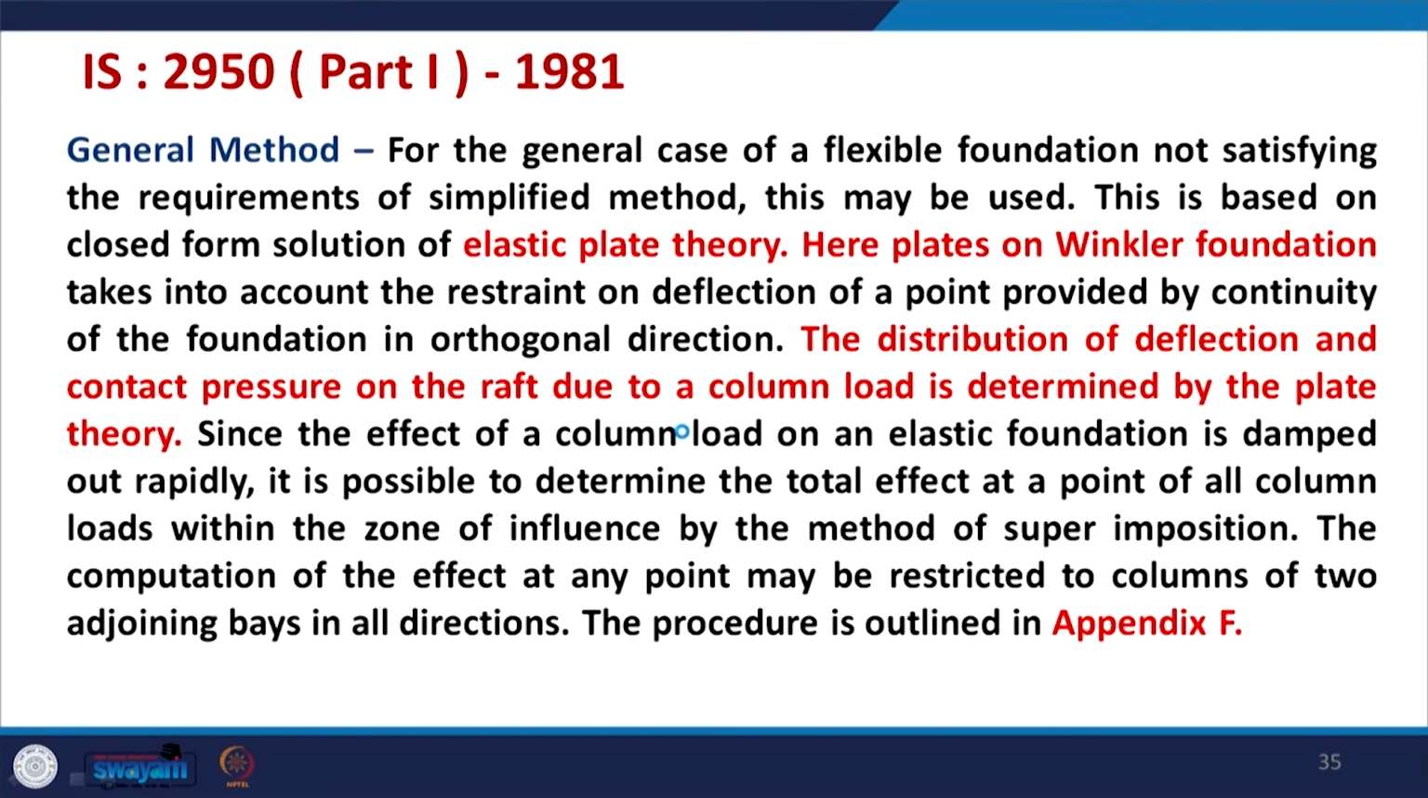So, if the criteria for the simplified method are not met, then we go for the general method, and naturally the general method is the last method. If no criteria match, the general method can be used anywhere, even if the conditions are not met. So, the idea is that the conventional method and simplified method are relatively simple compared to the general method. Now, let us discuss what the general method is. For the general case of a flexible foundation not satisfying the requirement of the simplified method, this may be used, as we discussed, and this is based on closed form solution of elastic plate theory.